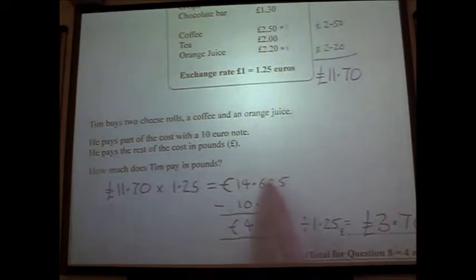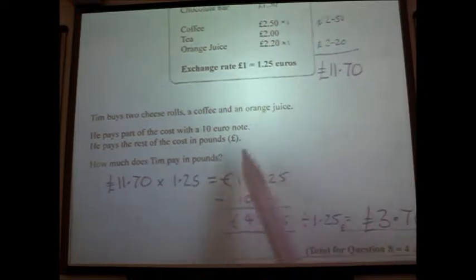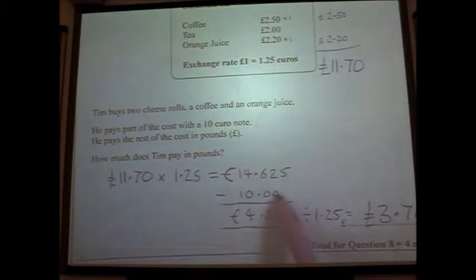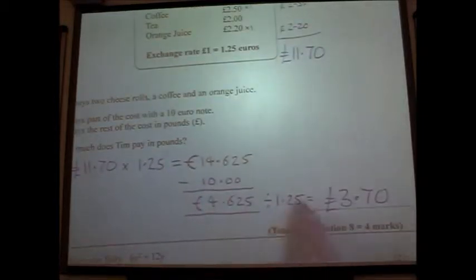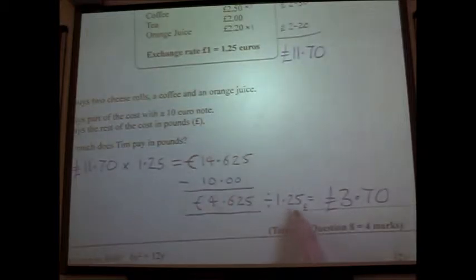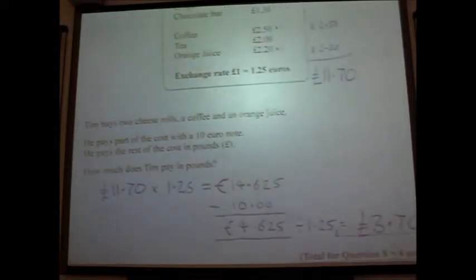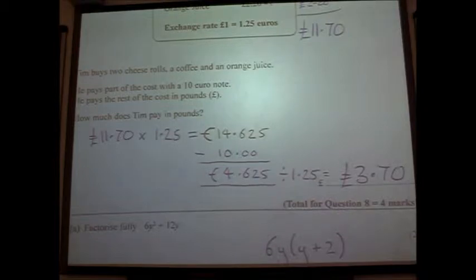14 euros 0.625. I'm not going to round here because I'm halfway through a question. I would normally call this 14 euros and 63 cents, but I'm going to do my rounding at the end. I'm going to take off the 10 euros he has, so that leaves you with 4.625 euros, and I go back to pounds by dividing by 1.25, so the answer is £3.70. There's the workings on it.